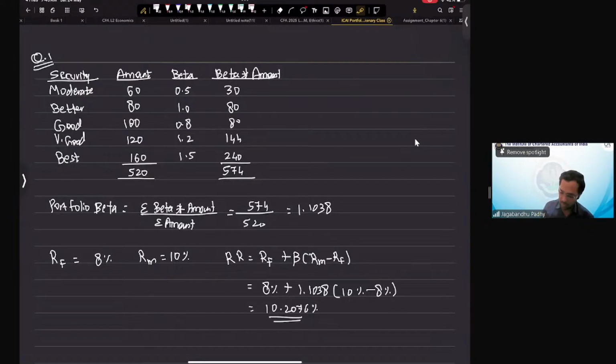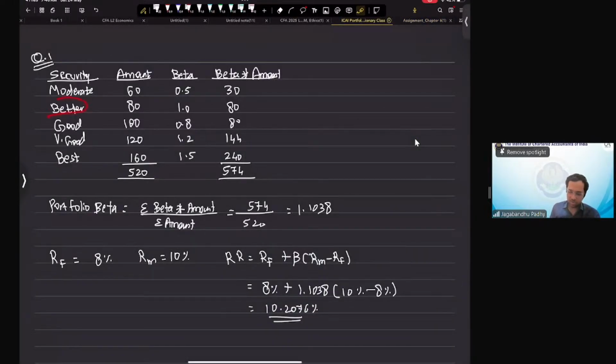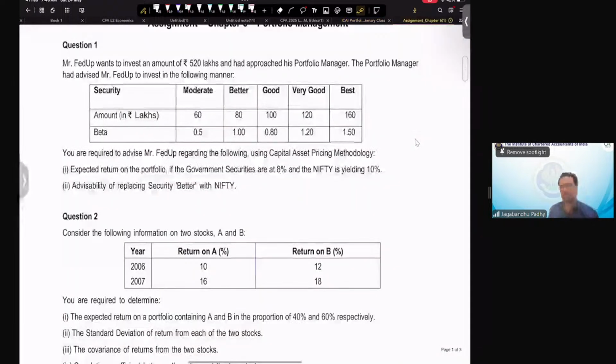Then the next part is advisability of replacing security better with Nifty. Now, security better is having beta of 1, which is the same as Nifty. So there's no specific advice that we can give because both the security better and Nifty are having the same beta. So there's no need of replacing better with Nifty because it's not going to yield any benefit. Neither is it going to be any sort of risk addition or return addition. So that was question number 1.